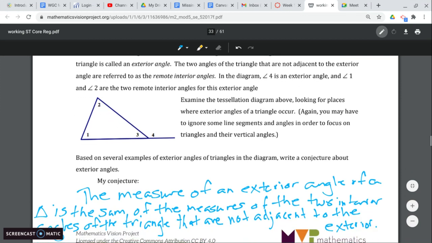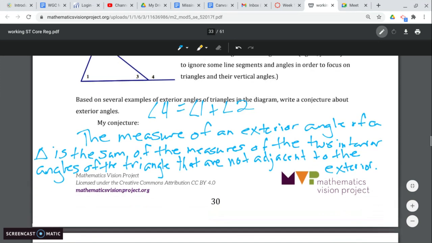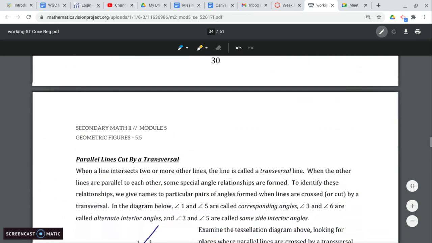So what this means is the measure of an exterior angle, the measure of angle 4, is the sum of the measures of the two remote interior angles. In this case, angle 4 equals angle 1 plus angle 2 every single time. If you have these two angles, add them together, it's going to give you the one on the outside. If you need to solve, set the exterior angle equal to the sum of the two inside.